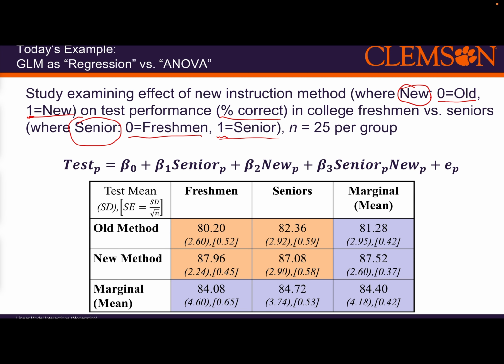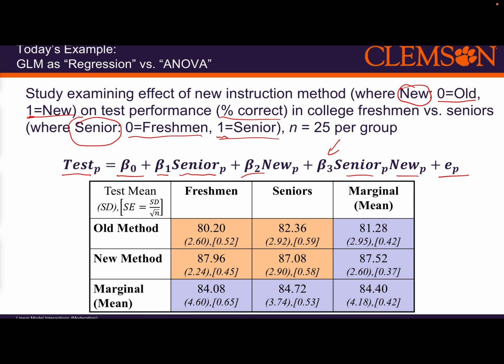So let's imagine we were to build a linear model for test performance. Here, test is the percent correct on a test. We would have a model intercept, beta 0. We would have a model slope or main effect, multiplying the senior variable. So these are all the people who are seniors when that is a 1. We would have a slope, beta 2, multiplying the new variable for the people who were in the new instruction method. And then we would have the interaction of the senior variable times the new variable times beta 3. Finally, we would end with an error term, e sub p.